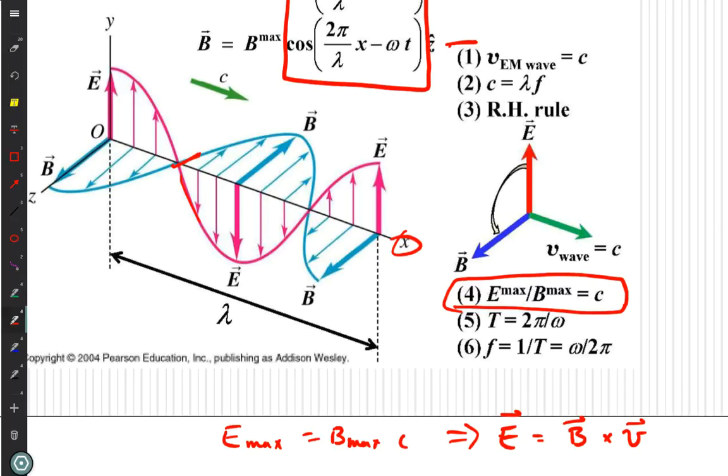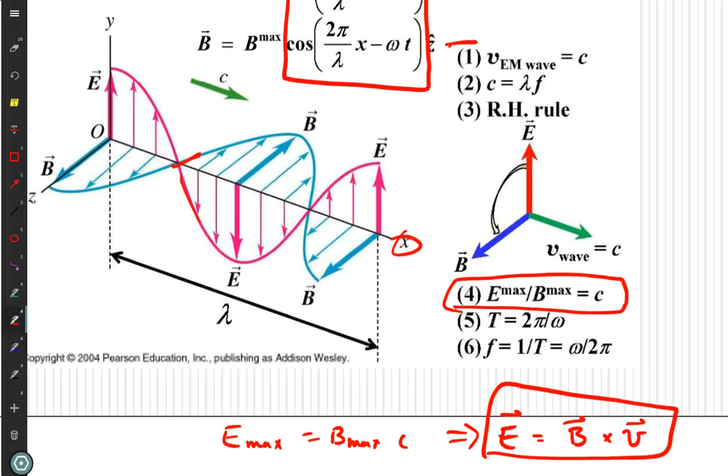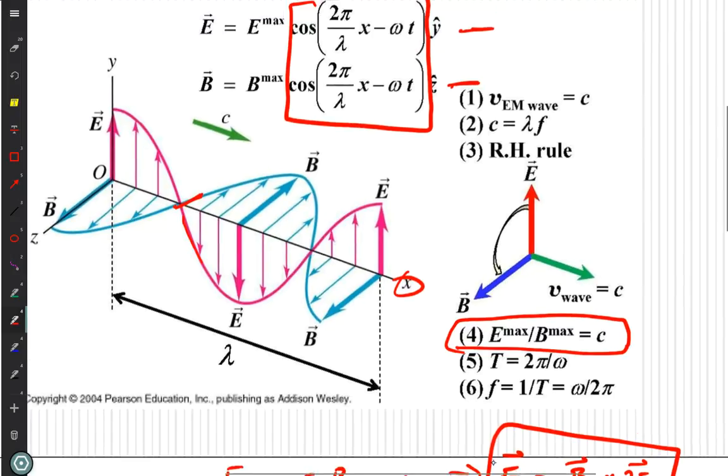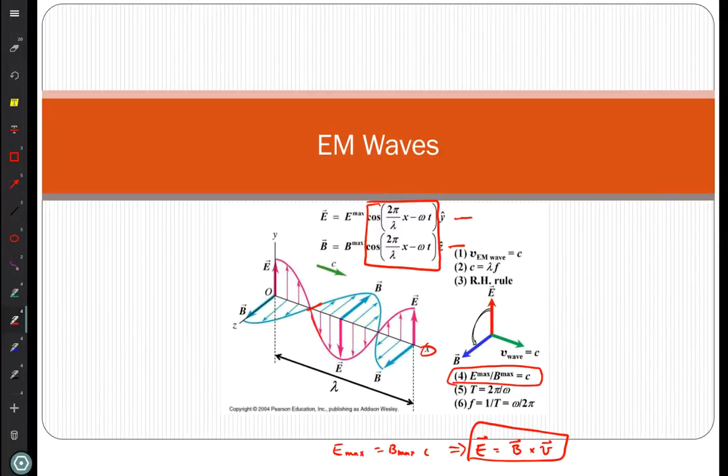No matter where you are in the wave, you have to have the magnetic field crossed with the velocity equal to the electric field. So they're mutually perpendicular. You don't have to worry about something in between. It's always right angles with the electromagnetic waves. That's just our introduction. That had no theory behind it. That was just facts. So let's look at where this comes from.